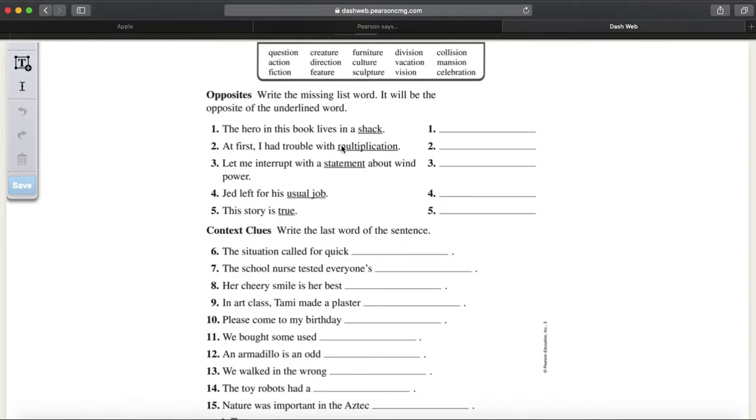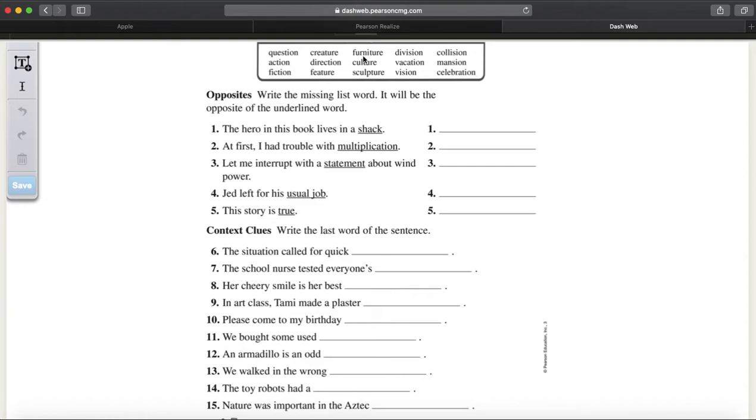Okay? All of you open the page. Now here we should write the missing word. It should be the opposite of the underlined word. The hero in this book lives in a shack. What's a shack? It's a small house. So what's the opposite of a shack? A mansion.